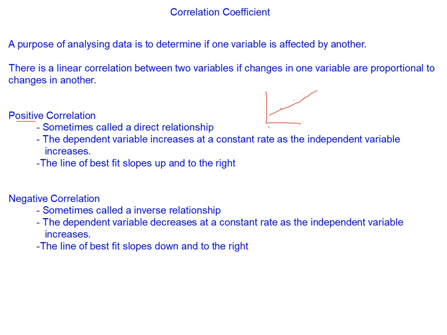A negative correlation is, as you might guess, the opposite of that: the y value decreases as the x value increases. So we get something that looks maybe like this, with a line of best fit that looks like this. This is sometimes called an inverse relationship, because one value is going down as the other one is going up. In this case, the y value is decreasing as x is increasing, and the line of best fit slopes down and to the right. So those are two different types of correlations that we can see for linear relationships.